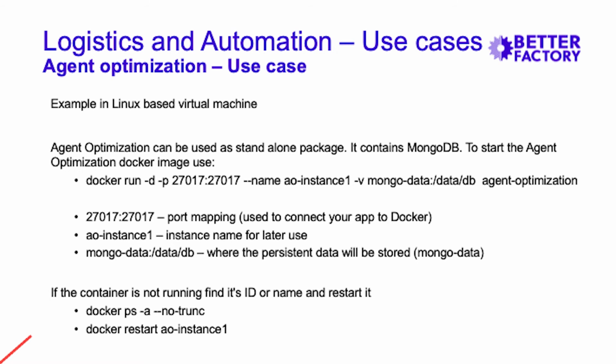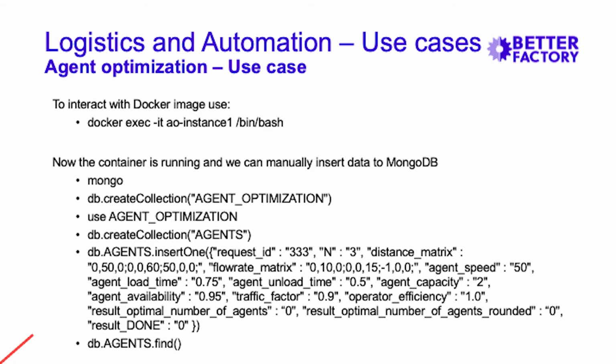To start the agent optimization Docker image, you can use the following command written here, where we have the port mapping, then we have the instance name, and finally the location for your permanent data. To interact with the Docker image, we can use the following command. So enter bash to manually enter data.